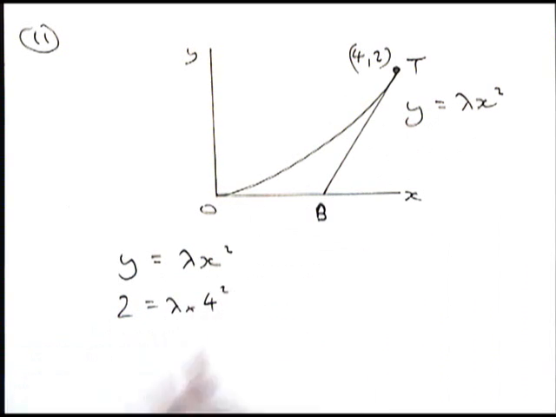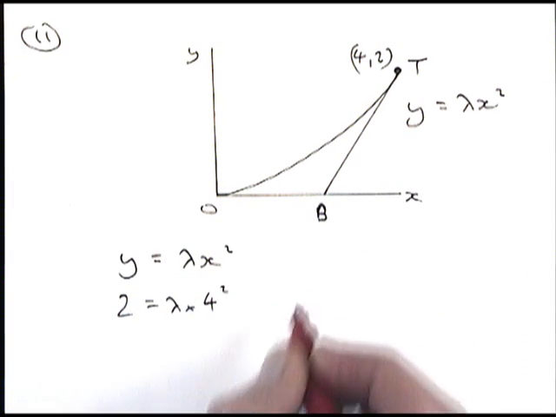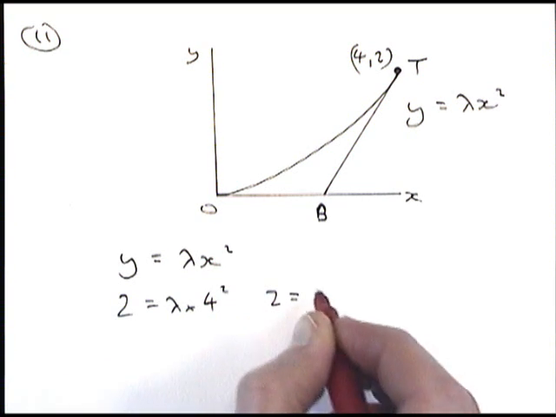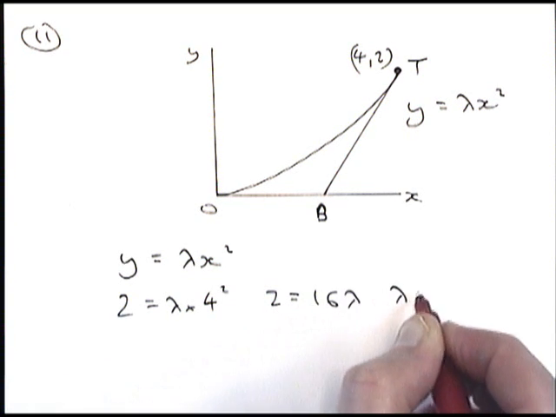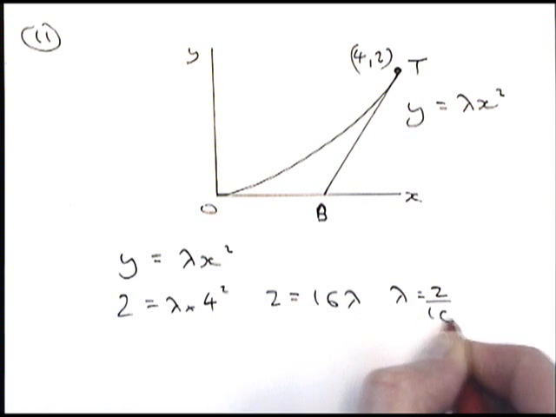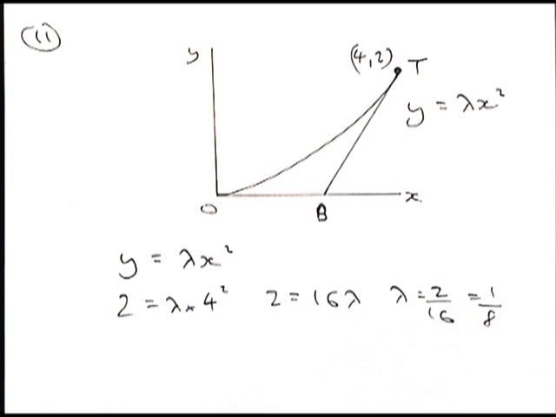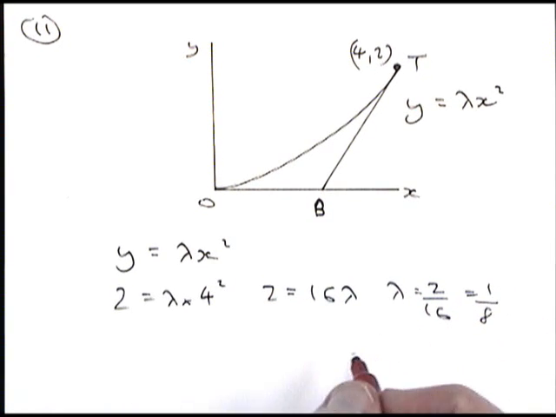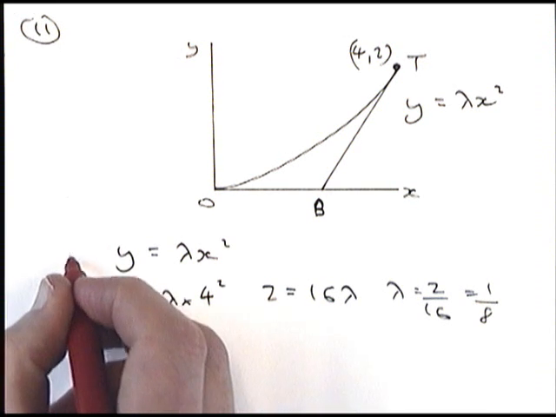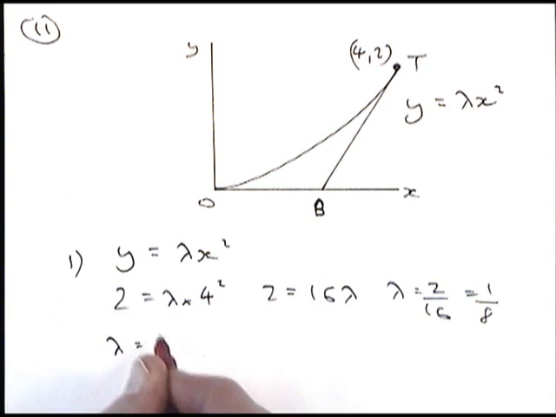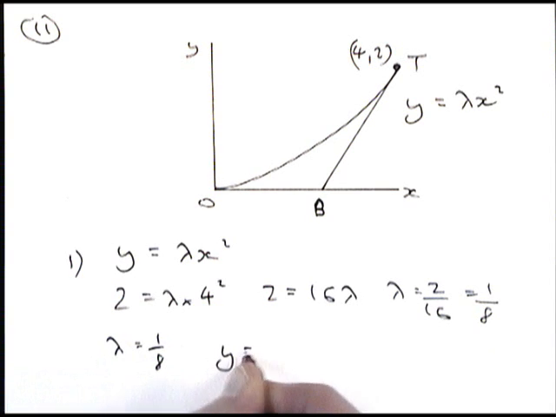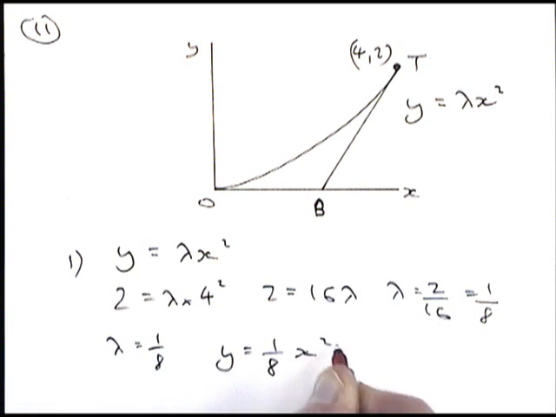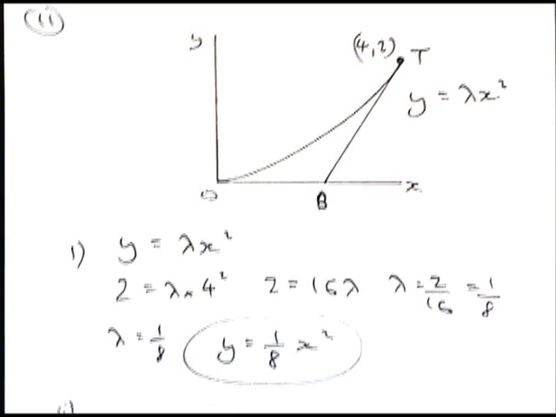So I can actually make this equation here. So I've got 2 is 16 lambda. So lambda is going to be 2 divided by 16, or 1 divided by 8. So lambda is 1/8. So that's the first thing you've got to do in part 1, find that value of lambda. So we now know that lambda is 1/8. So our equation is y is 1/8 of x squared. That will be useful in the next part of the question.